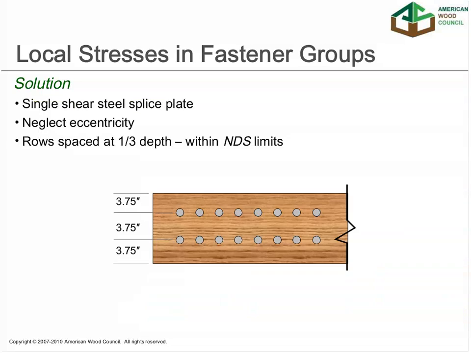And again, since connection design oftentimes is a trial and error approach, we'll first try just spacing all these rows evenly along the depth of this member at 3 3/4 inches. We'll use a single shear steel splice plate. It's probably not the best approach. You probably want to use double shear so we don't have to deal with eccentricity, but for this particular example, we'll just ignore that eccentricity created by a single steel plate on one side and go with that spacing.